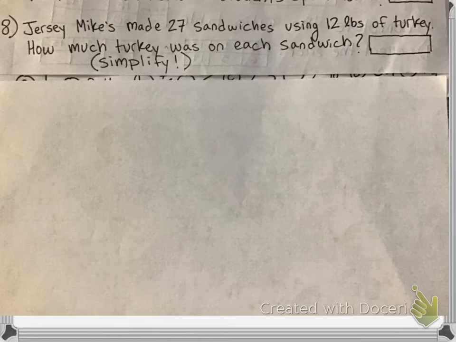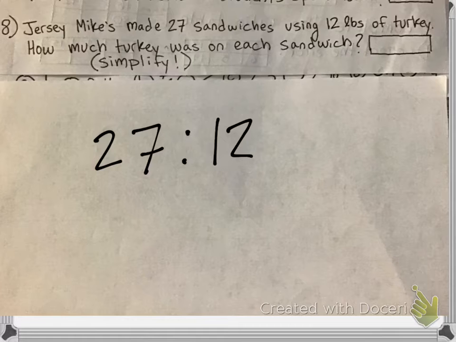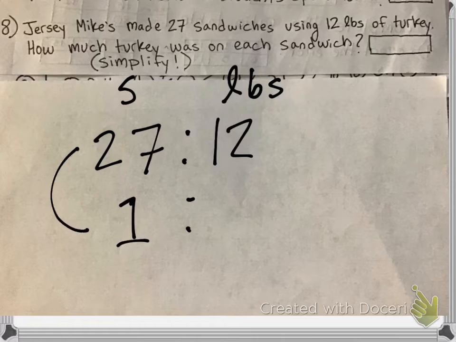Jersey Mike's made 27 sandwiches using 12 pounds of turkey. What's the initial ratio? What's the initial ratio, Hannah? 27 to 12. How much turkey was on each sandwich? If I want each sandwich, what does each mean? What does each mean, Romario? 1. It means 1. How do I go from 27 to 1? I do what?